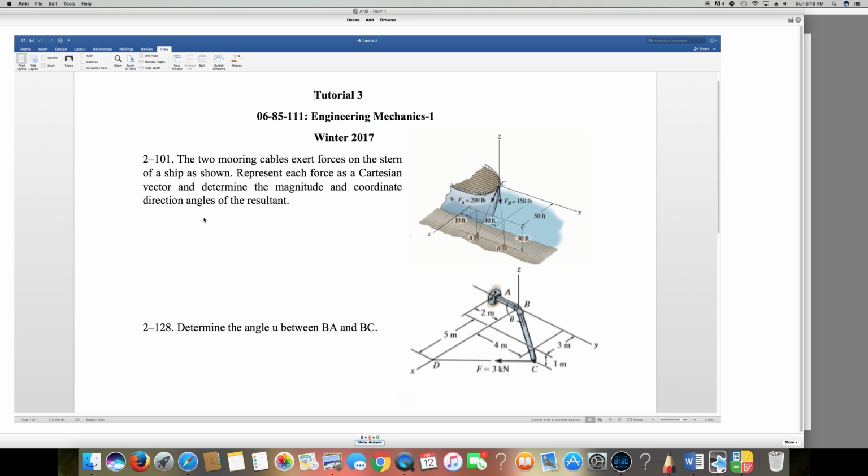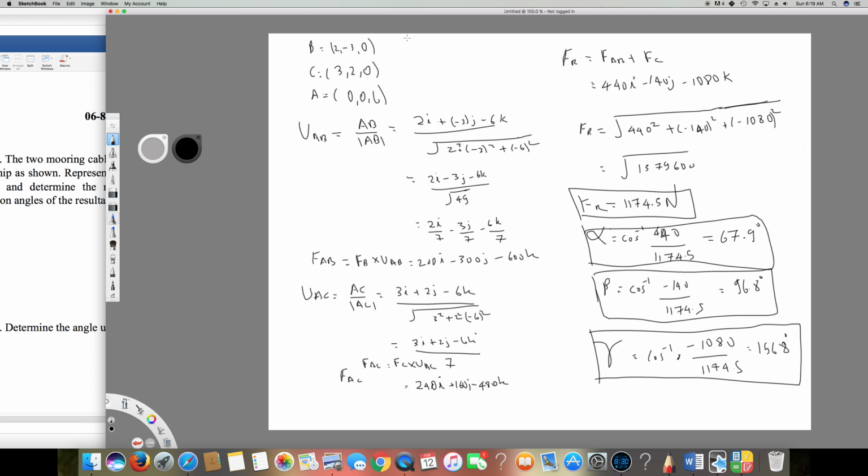The next question is asking: the two mooring cables exert forces on the stern of a ship as shown. Represent each force as a Cartesian vector and determine the magnitude and coordinate direction angles of the resultant. So let's do that. If you see this picture, there are two forces acting on it. One is FA and the other one is FB.